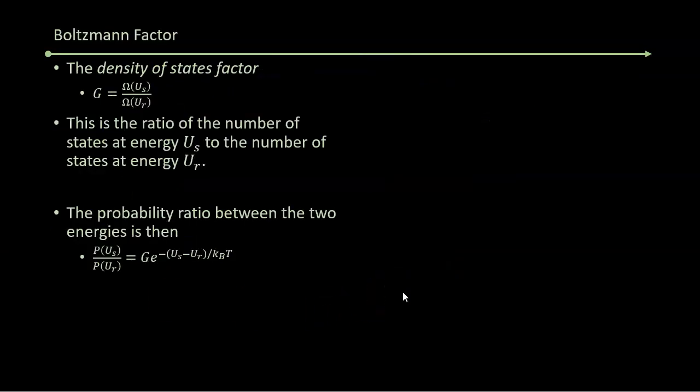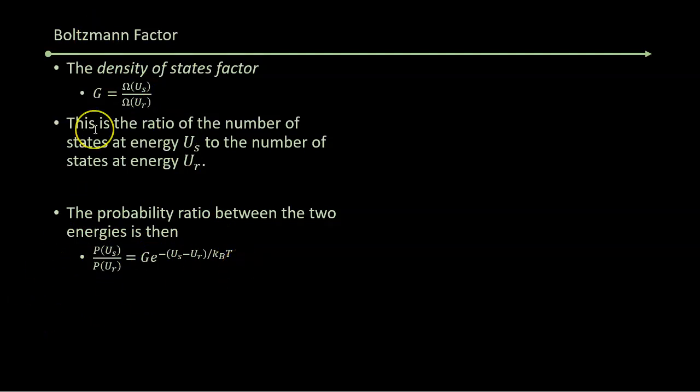The Boltzmann factor, or density of states factor, is the ratio of the number of states at two different energies. So you've got a number of states at energy U_S, and a number of states at energy U_R. The ratio of those two is the Boltzmann factor. And so when we look at the probability ratio between the two energies, we end up with this result: the probability ratio of the two different energies is the Boltzmann factor, e to the minus the difference in energies over kBT.